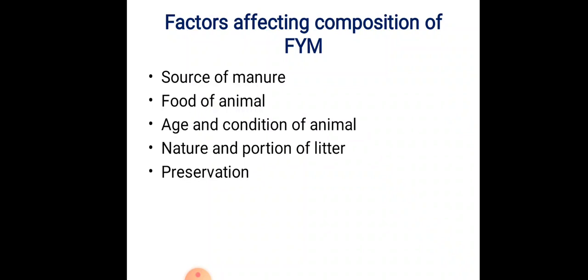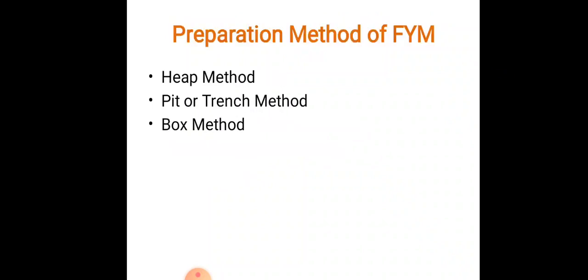If there are young animals, then the protein content in their dung is less, because for their body building the protein is consumed. Next, nature and portion of litter and preservation, it means the method of formation of that FIM. So these are the different factors which play an important role in the composition of FIM.